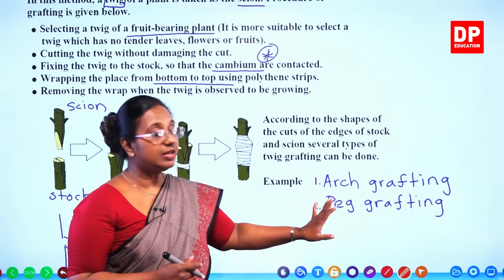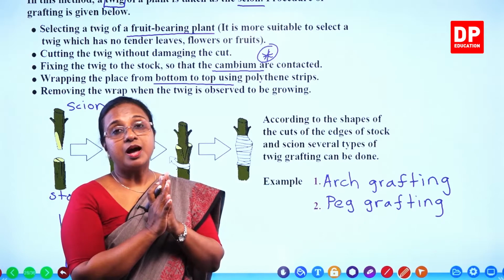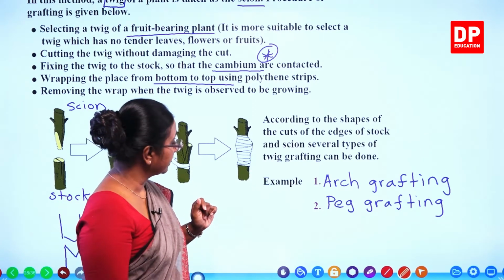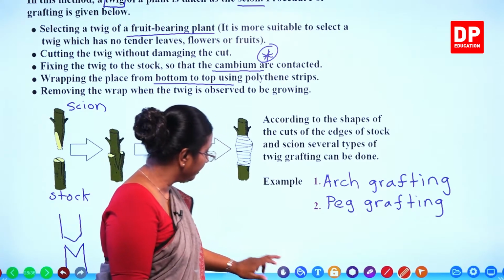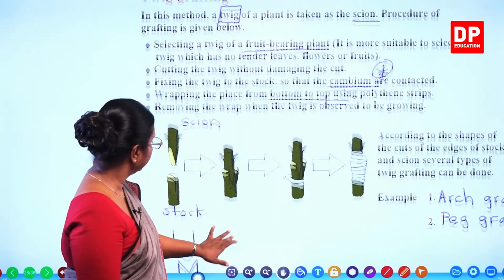Then peg grafting, where many grafts are connected together. That is also another type, arch grafting and peg grafting. So this is what happens during grafting.